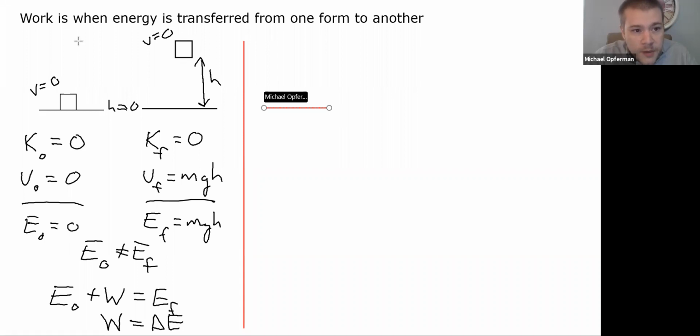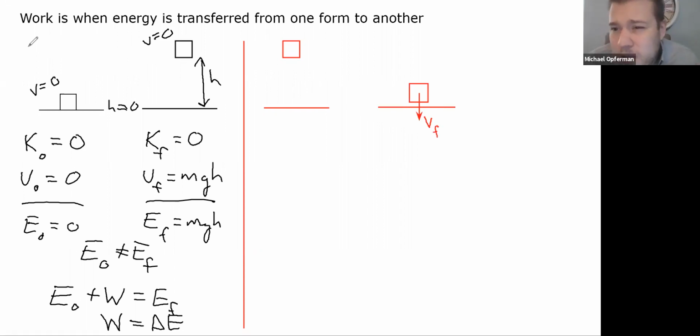So this time, my initial state is that the block is up here at rest, and the final state is the block is now down here, about to hit the ground, traveling downward at some final velocity. Okay. Now, we know how to calculate what that final velocity is, but right now I just want to focus on looking at how the energy is behaving here.